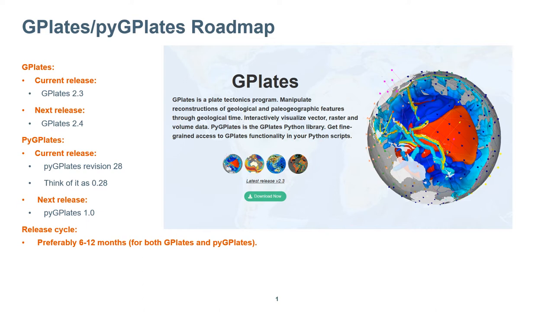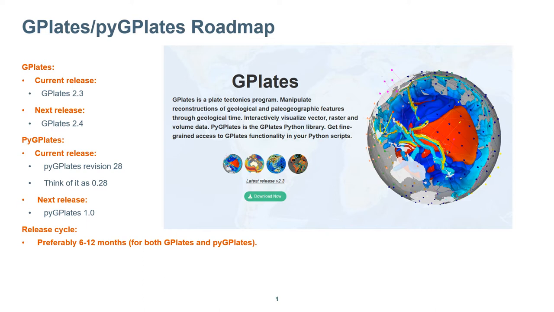So G-plates is plate tectonic software for the desktop with a graphical interface. And Pi G-plates is a Python library that provides fine-grained access to this functionality. So this is more fine-grained than is possible through the G-plates interface. This is useful to researchers because it gives them the freedom to use PyGplates functions and classes in a wide variety of different scenarios. There's more flexibility.